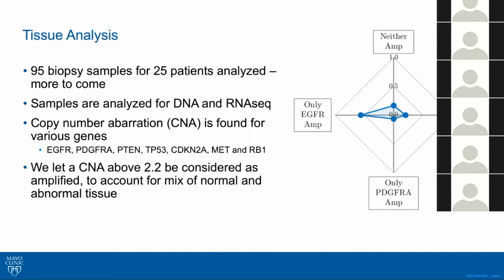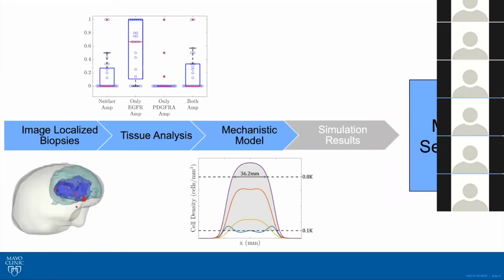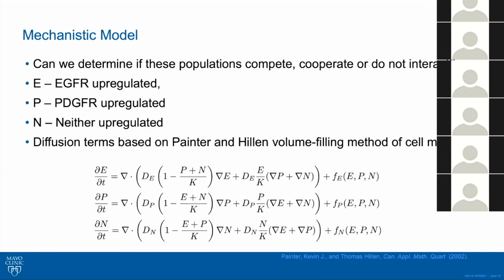Just to give another summary of this data, here's the average that we tend to see in a spider plot of the EGFR only, neither, PDGFR only, and both. And so the mechanistic model that we use, we are interested in modeling the 3 different populations of interest: the EGFR amplified subpopulation, the PDGFR amplified subpopulation, and another population of tumor cells that is not amplified in either of those genes.